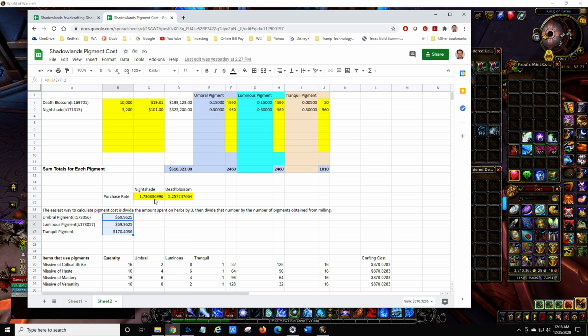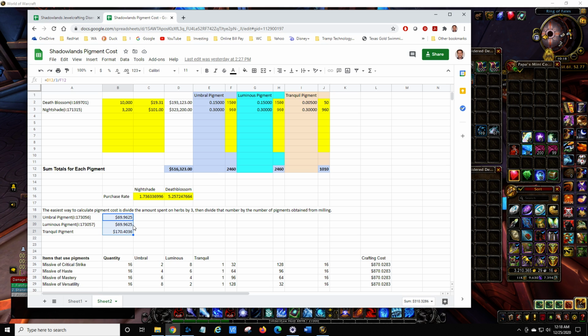So when you're buying death blossom and nightshade together in order to get the amount of pigments that you need to make missives and stuff like that, what you want to do is about 53 death blossom for every 17 nightshade. If you keep that ratio, then these numbers will be reduced to close to the lowest they possibly could be.